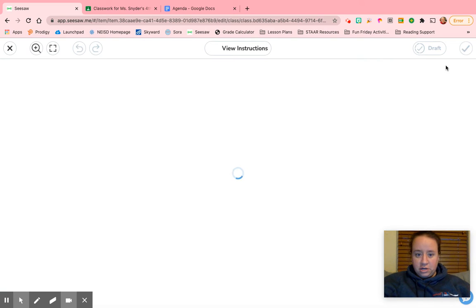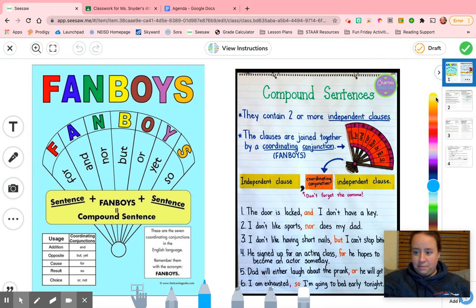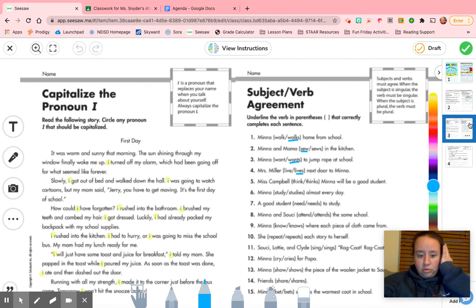All right, so we started the week off with talking about fanboys and compound sentences. Then we did some practice. This page was the only two pages where we didn't finish the whole thing, and that's okay. Page 3, we did these together, and everybody finished 5 through 15 on their own.